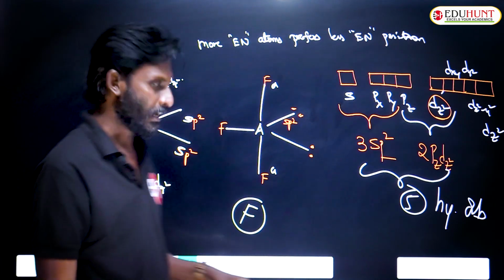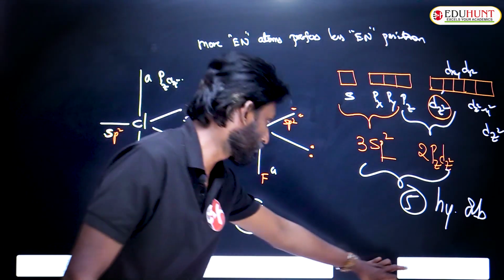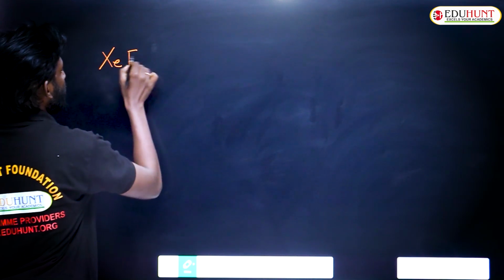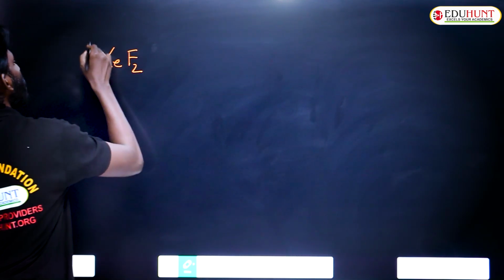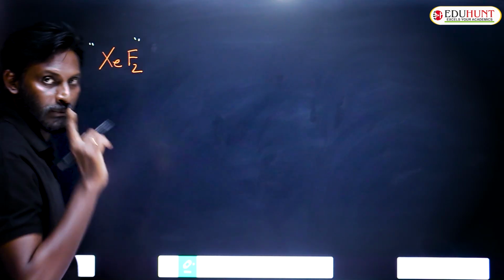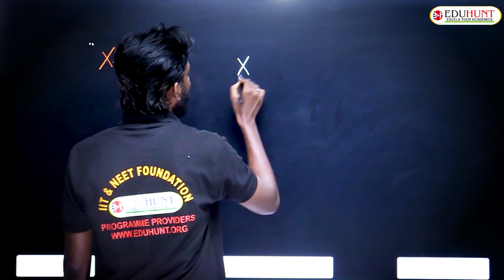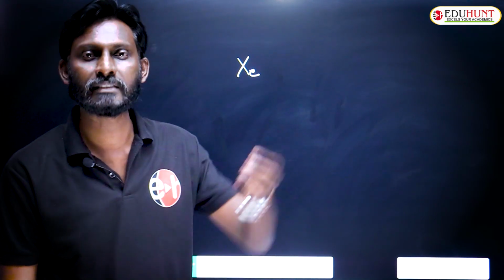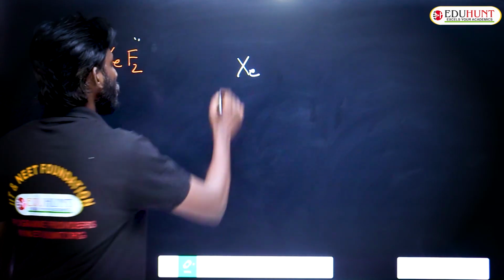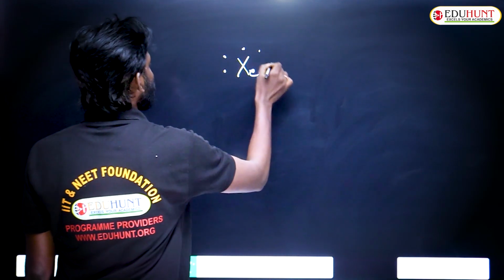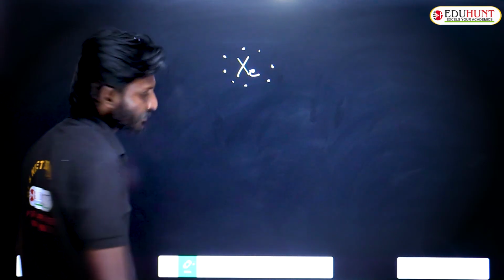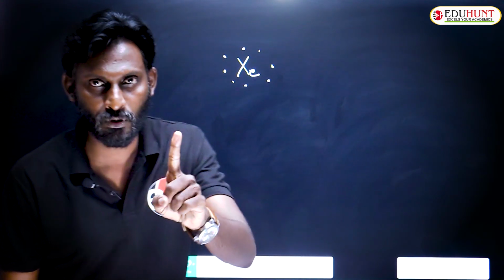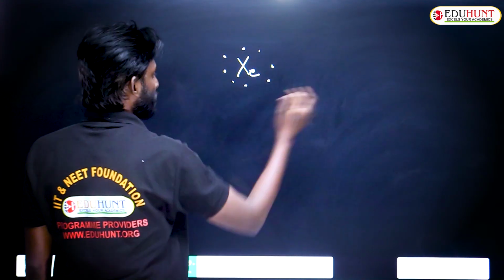Shall I explain one more example? Let us say XeF2. I hope you know this is going to be linear. But how? Let me tell you. What is the total number of valence electrons in xenon? 8. You know very well, it is an inert gas, zero group element. And as a side atom, halogen can form only a single bond.